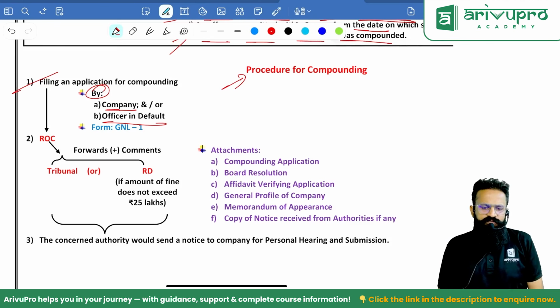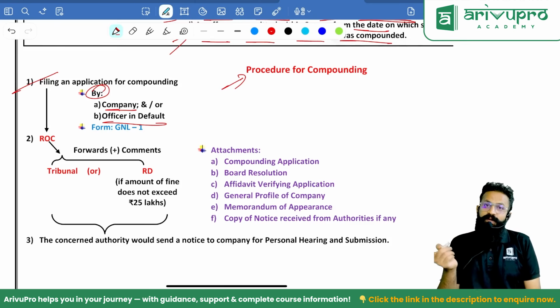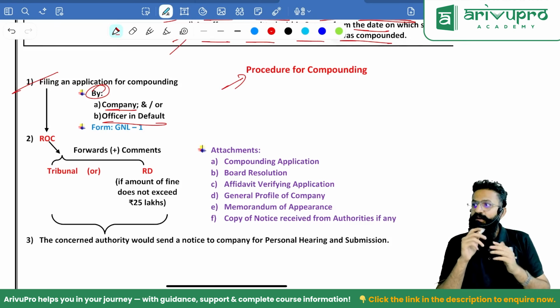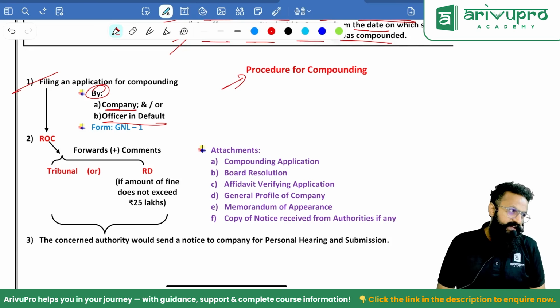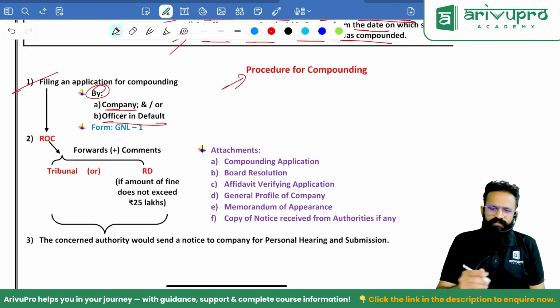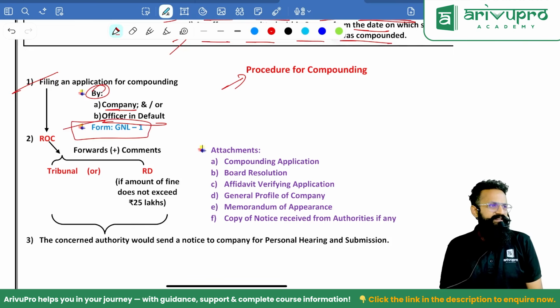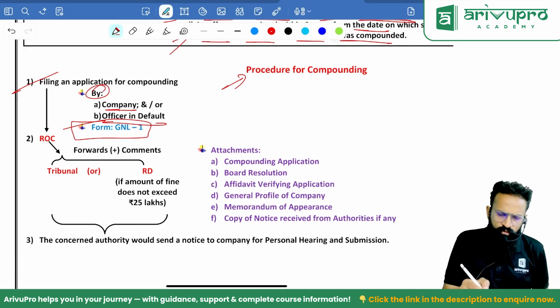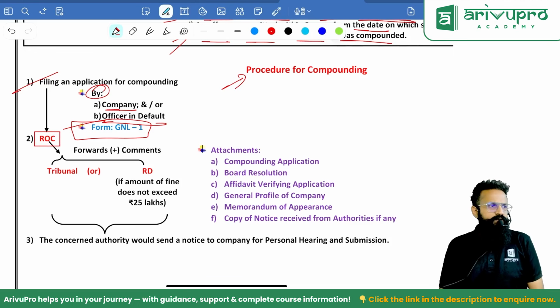Filing an application for compounding. It can be filed by the company or any of these people who are considered as officers in default. Sir, in which form should I file? I need to file in form GNL1, general. Whenever there is no specific form given, we generally use form GNL1. So we file a compounding application in form GNL1. With whom will we file? Our first point of contact will always be the ROC.